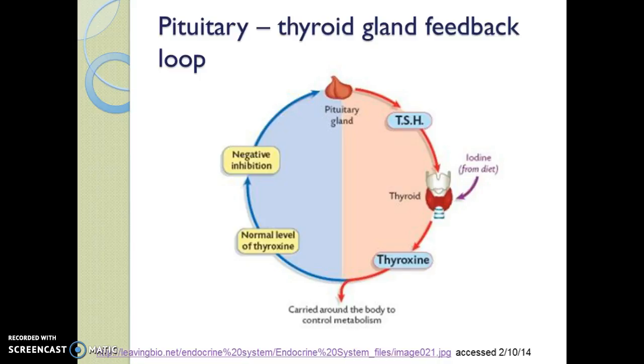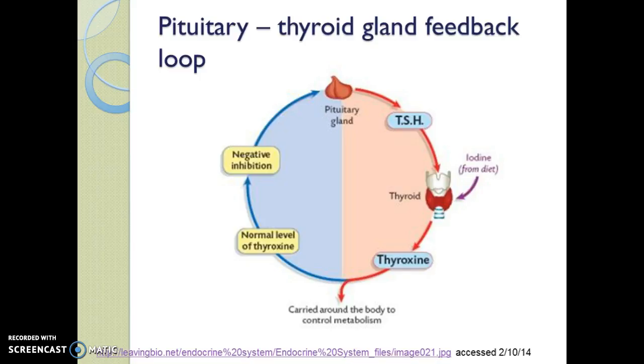So we'll start with the pituitary thyroid gland feedback loop to get us into the thyroid medications. This should look fairly familiar to you, back from, again, physiology or pathophys. Basically, in a very simplistic way, we're taking a look at the pituitary gland, which produces thyroid stimulating hormone, or TSH, telling the thyroid gland to produce thyroid hormones, one of which is thyroxine, or T4. We need iodine from our diet in order for this to happen. We'll talk a little bit more about that later. And then, of course, the thyroid hormones are carried around the body and contribute to the control of metabolism.